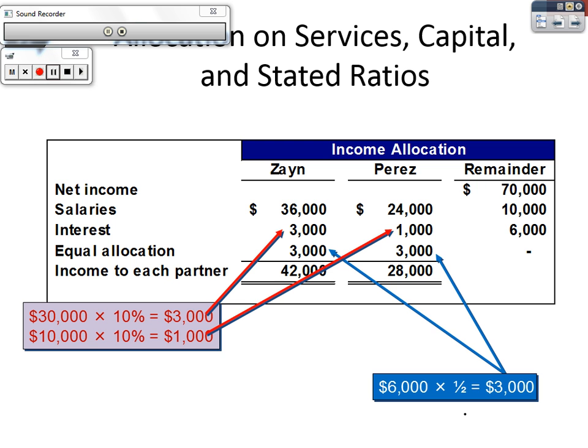Interest. Their beginning capital balance is what you are paying the interest on, right? Remember Zan's beginning capital balance was 30,000. Multiply that by the 10% interest rate, get 3,000 allocated for interest for Zan. Perez, beginning capital balance was 10,000. Multiplied by that 10% interest rate gives us 1,000 for interest allocation for Perez. Subtract that from 10,000, that leaves us with 6,000. And how are we going to split the 6,000? Equally. So each person is going to get 3,000. Is that understandable?